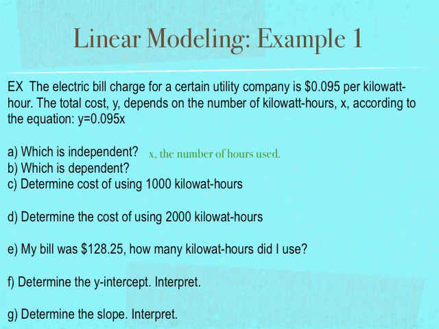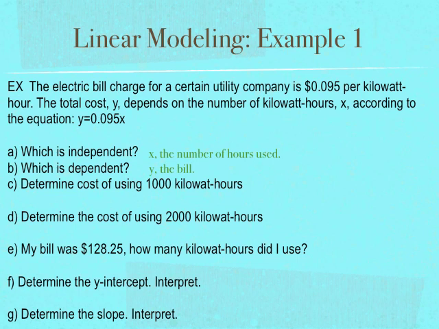The independent variable is the number of hours I use, and the dependent variable is the bill, which is Y. X is the number of hours used, it's independent. My bill is Y, and it's dependent. Okay, for C, D, and E, I've got a number. I need to figure out whether I want to plug it in for X or for Y. That's as hard as it gets.